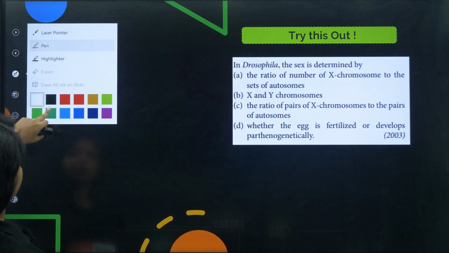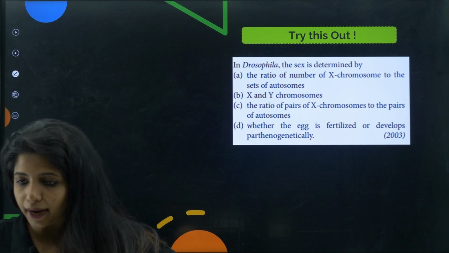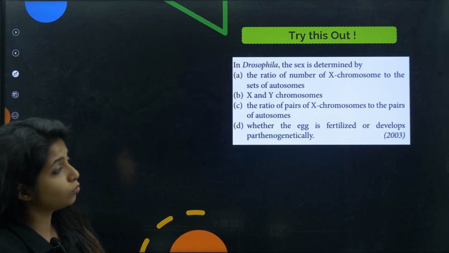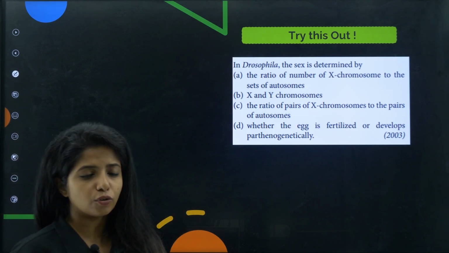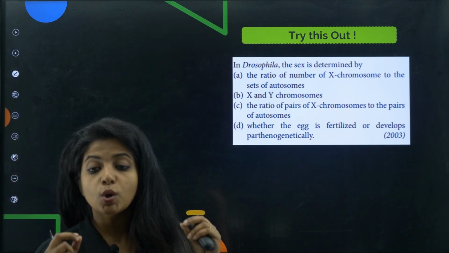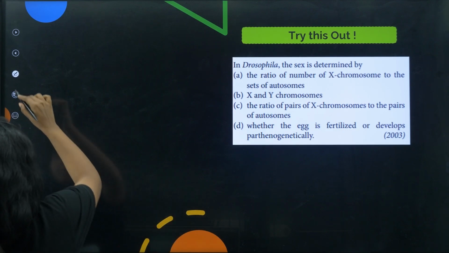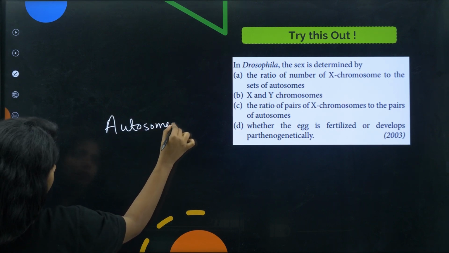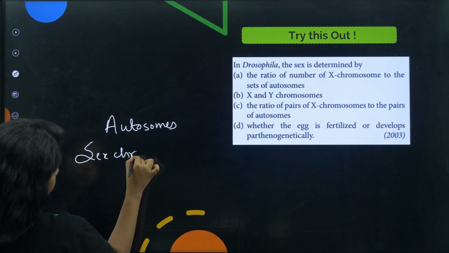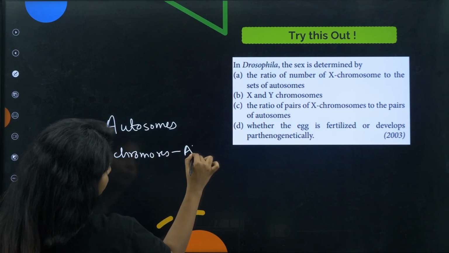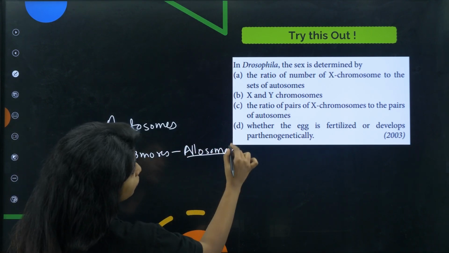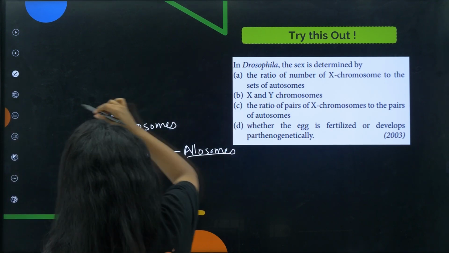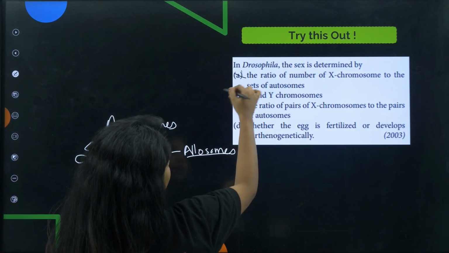Now, in Drosophila, next question. In Drosophila, the sex is determined by what? The ratio of number of X chromosomes to the sets of autosomes. What do you mean by autosomes? All the chromosomes apart from the sex chromosomes are known as autosomes, children. All the normal chromosomes you call autosomes, and the sex chromosomes you call allosomes. So it is saying in Drosophila, sex is determined by the ratio of number of X chromosomes to the sets of autosomes. The X and the Y chromosome, that is correct, but let's see the next thing.